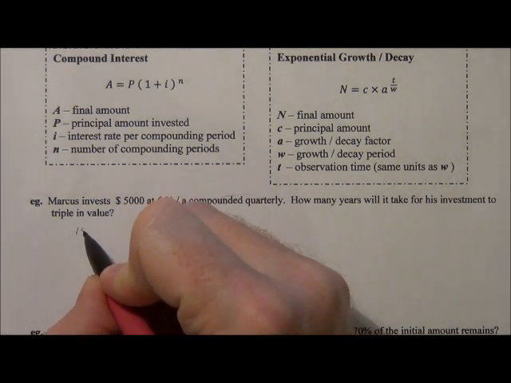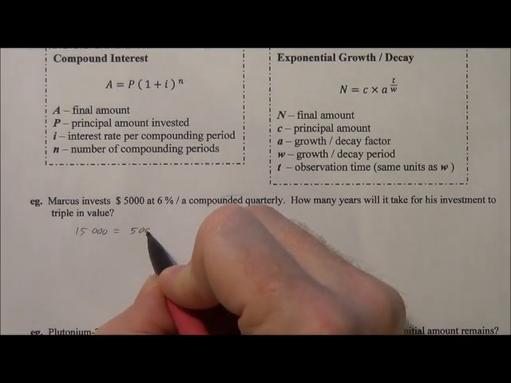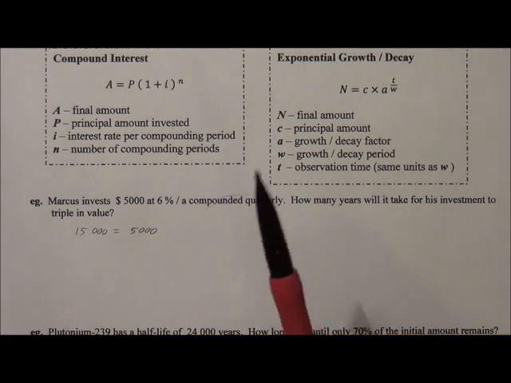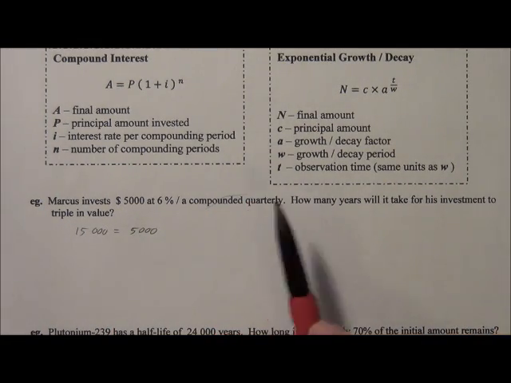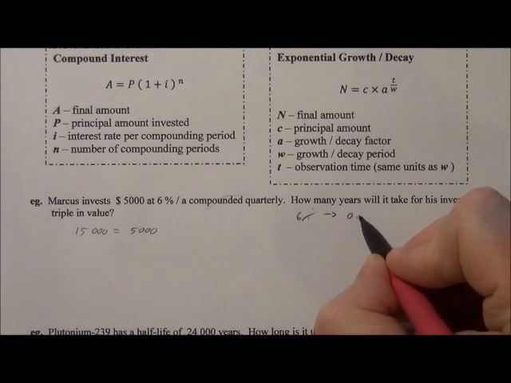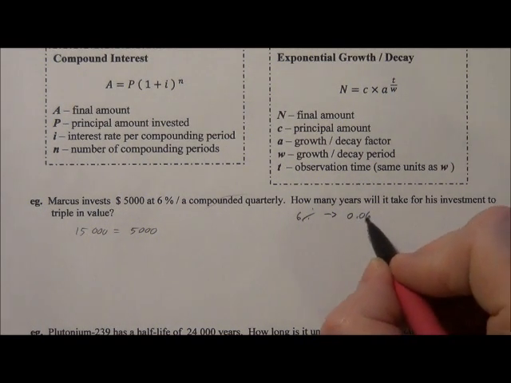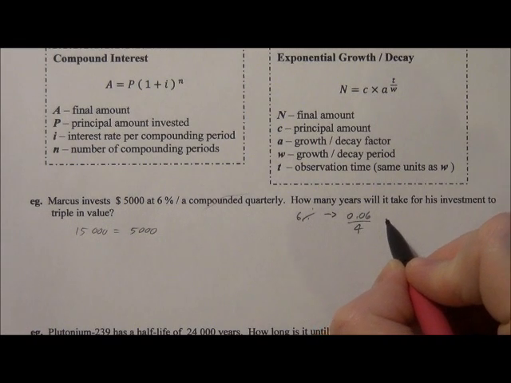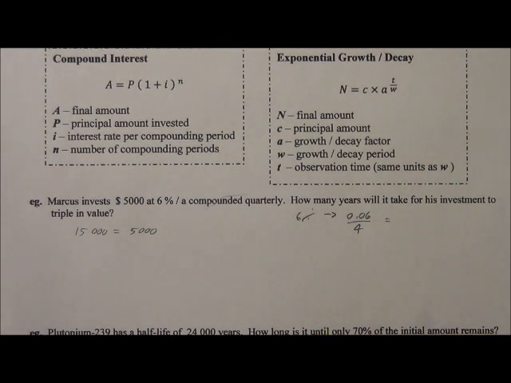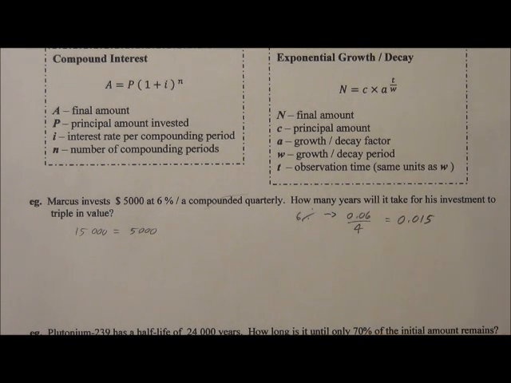Correct, that would be $15,000 of his initial $5,000 investment. And it's 6% per annum, but compounded quarterly. So 6% is 0.06 as a decimal. And if it's compounded quarterly, now that's per year, we have to divide by 4, because it wouldn't get 6% every 3 months. They would only get 6% every year, which means that they would get 1.5% every 3 months.